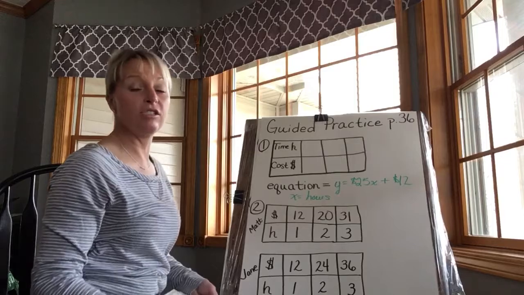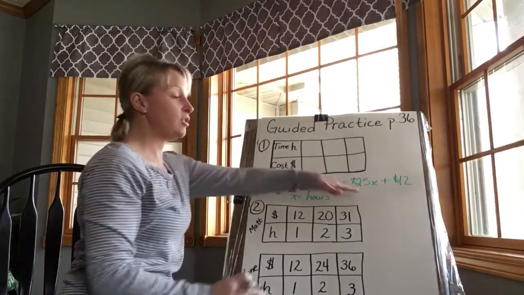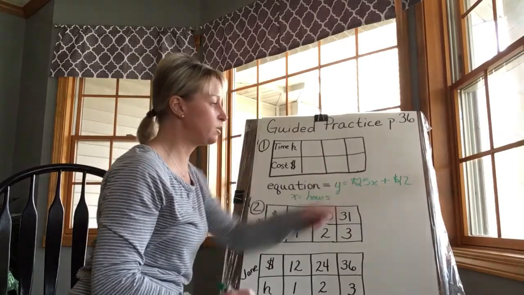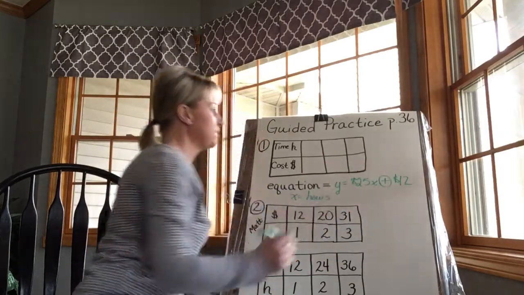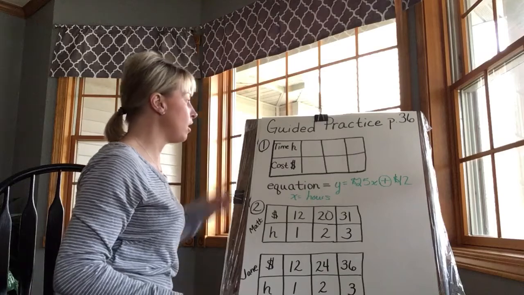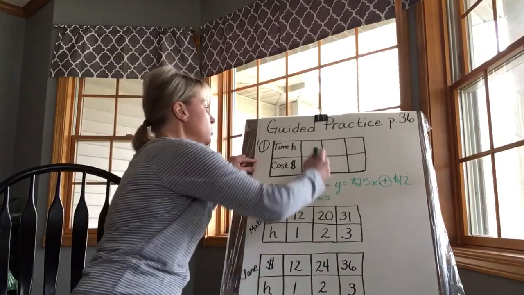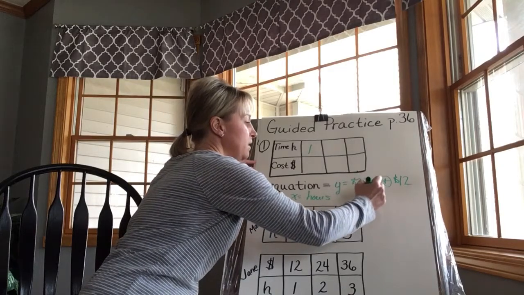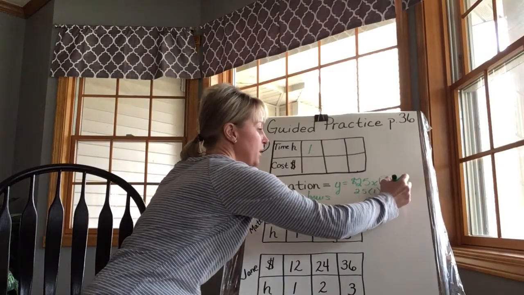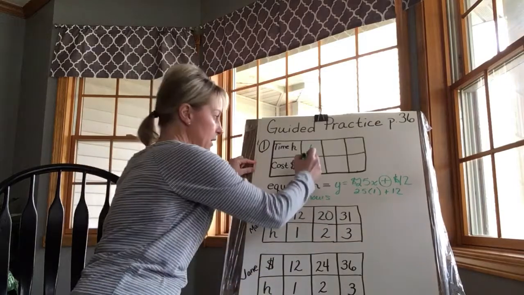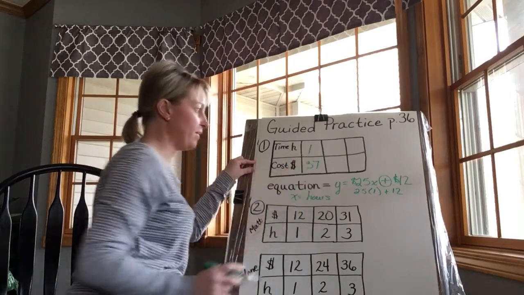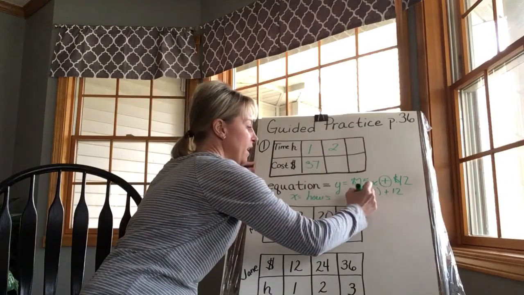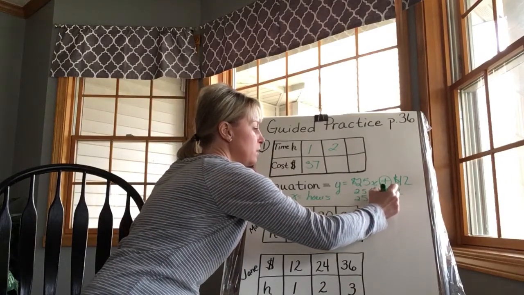If you think about what I just said in the last problem, just by looking at the equation, we should be able to know, hey, this is not proportional because we have an addition sign. But let's fill out our charges to make sure. So if it's 1 hour, I take 25 times 1 plus 12, which gives me $37. 2 hours, you fill it in. 25 times 2 plus 12.